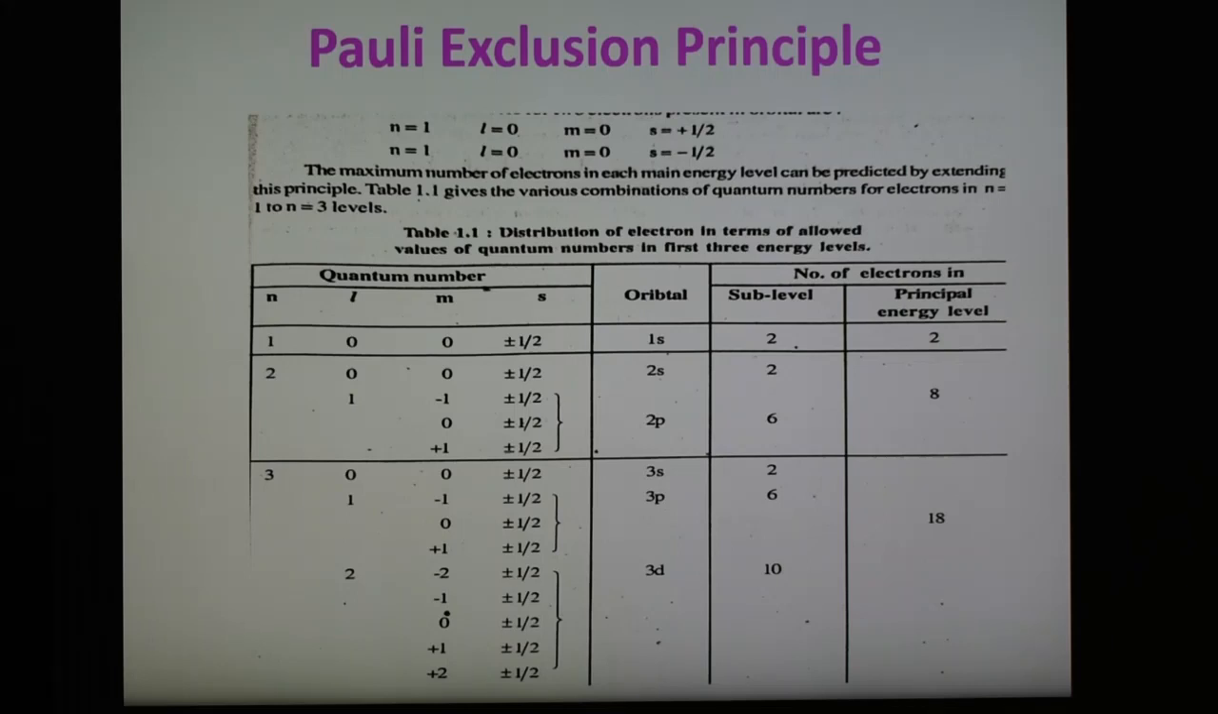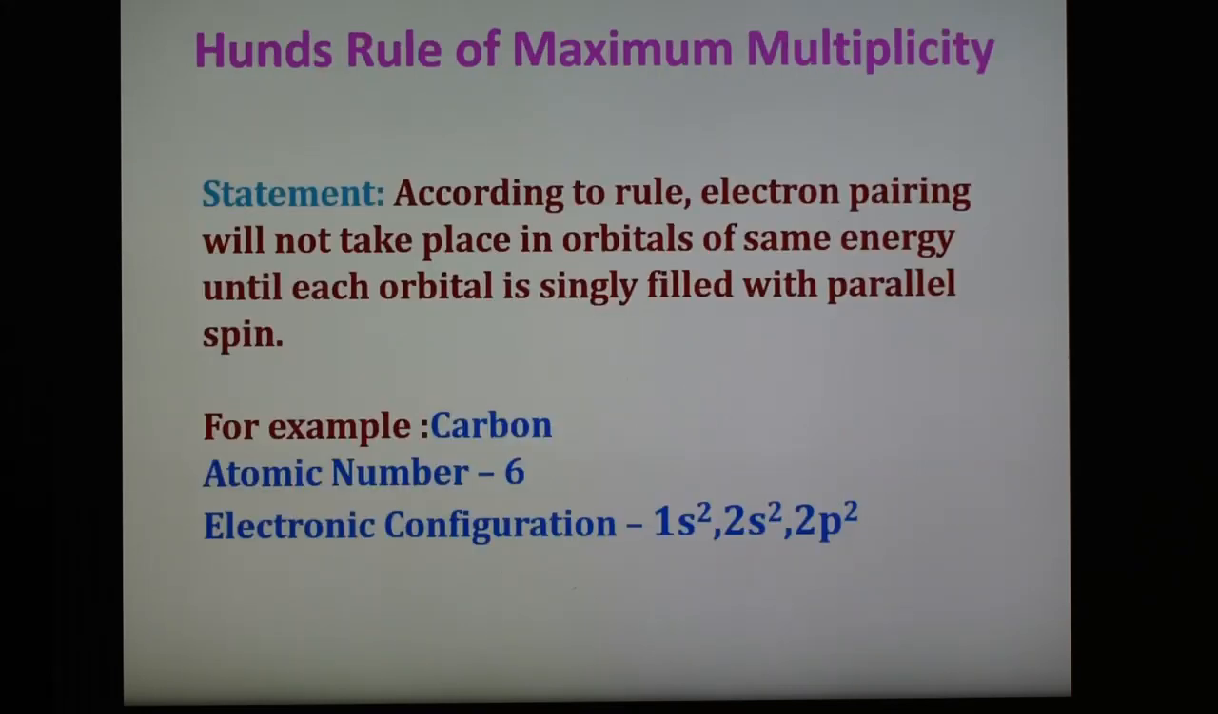The first principle was the Aufbau principle, which shows the sequence of filling the atomic orbitals. The second, the Pauli exclusion principle, shows that an orbital can contain a maximum of 2 electrons. And the third one is Hund's rule of maximum multiplicity, and we have to know and remember the statement. So what is the statement of Hund's rule?